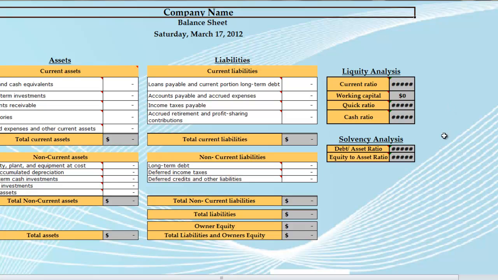Then you come down to your solvency. You have your debt to asset ratio, which simply compares the owner's and the creditor's percentage of the business. Then you also have equity to asset ratio, which measures the owner's investment in the business.